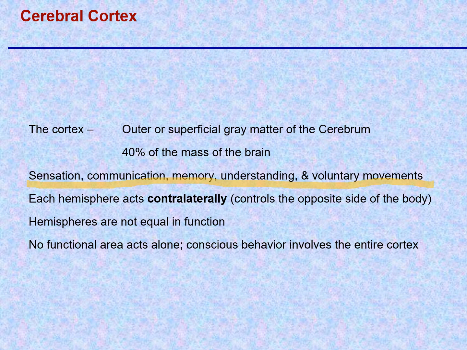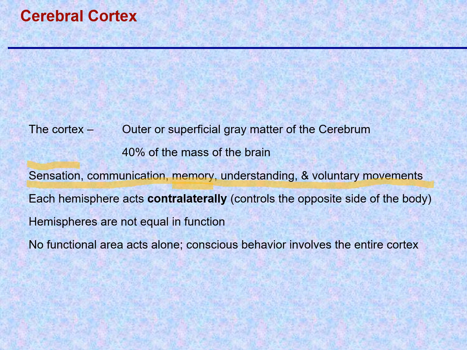it's your cerebral cortex that's involved in you consciously understanding things, consciously moving, memory, and a lot's not understood about memory, but also your ability to communicate, your ability to sense incoming sensory information.